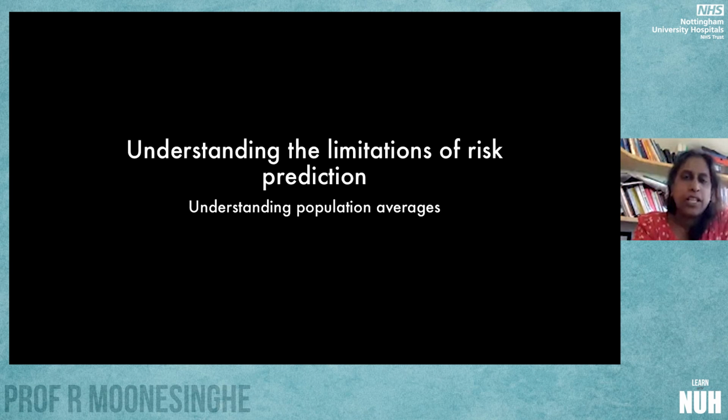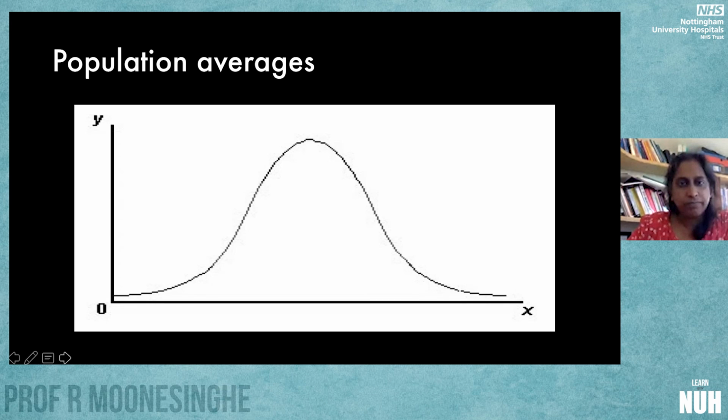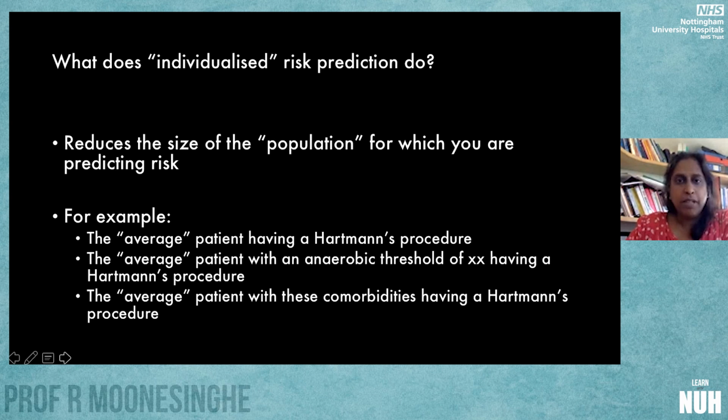And part of that is understanding population averages and this concept of whether or not we can individualise a risk prediction down to the individual patient. So you're all familiar with the bell-shaped curve. That describes the average population for anything. And all that individualised risk prediction does, whether it's with a CPET or a SORT score or an Ottogam hip fracture score or anything else, is it reduces the size of the population for which you are predicting risk.